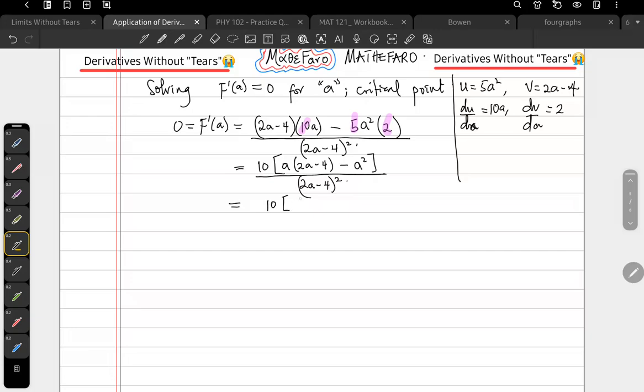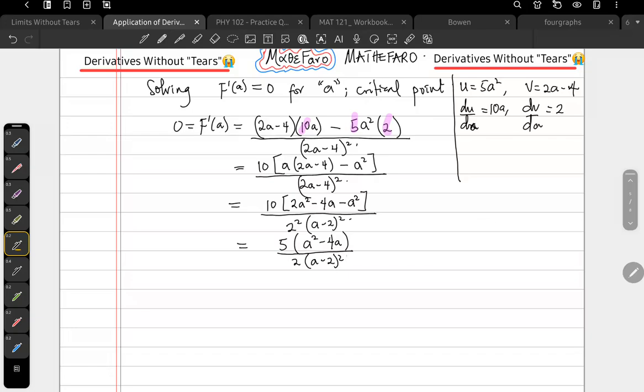10 into bracket 2a squared minus 4a minus a squared, all over, I can factor out 2 squared from the denominator. So we have 2 squared into bracket a minus 2 squared. It doesn't matter anyway, because this will just be 5 into bracket a squared minus 4a over 2 into bracket a minus 2 squared. So this is the first derivative that we are setting to 0.